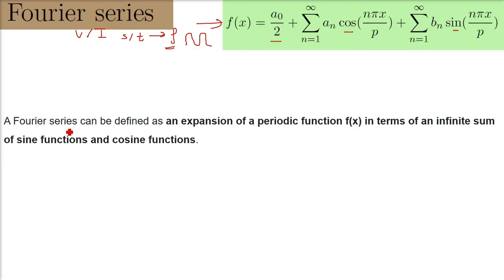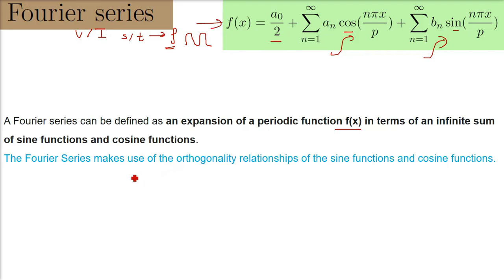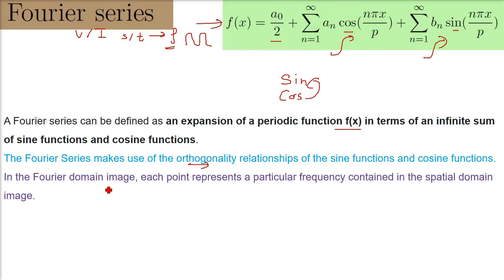So a Fourier series, you can define it as the expansion of a periodic function f(x) in terms of what? An infinite sum of sine functions and cosine functions. It is infinite. See, sigma n equals 1 to infinity. So in this Fourier series, you see sine, wherever it is 0, cos is 1. And whenever cos is 1, sine is 0. Likewise. So they are kind of orthogonal. You can say a 90-degree turn. So the Fourier series makes use of the orthogonality relationship of sine and cosine functions.